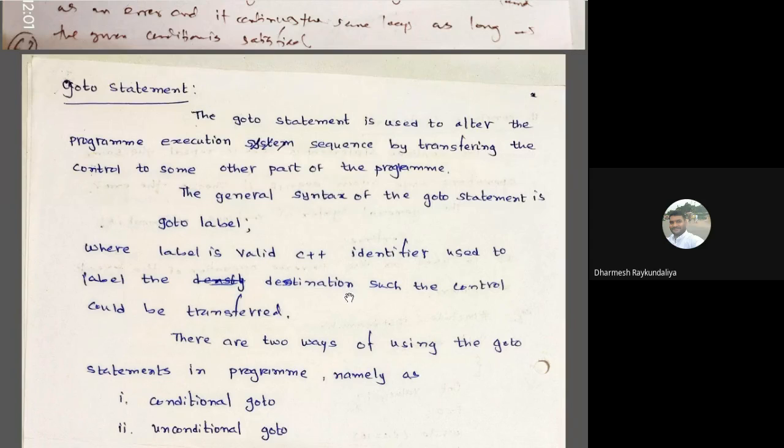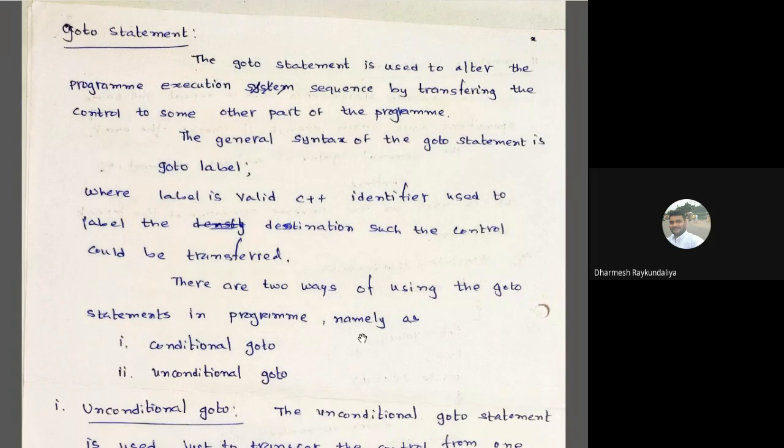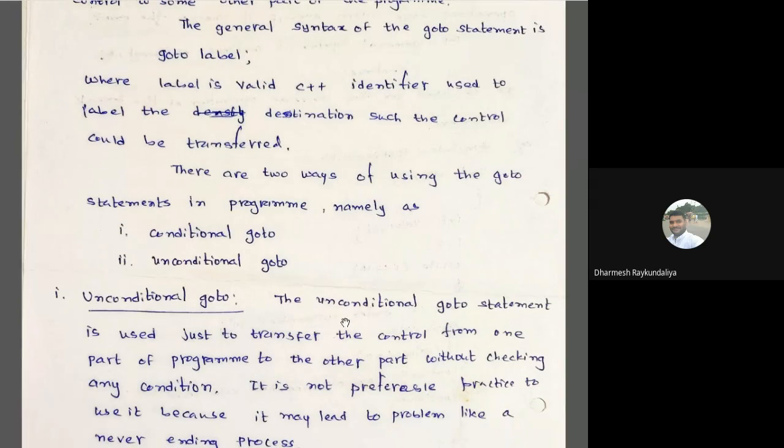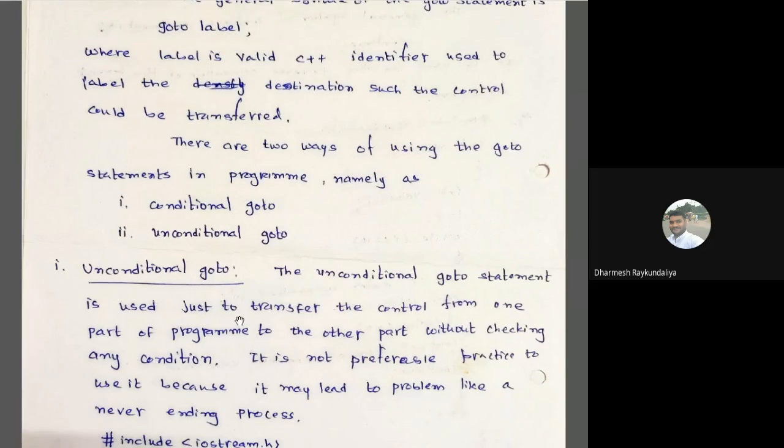Label is nothing but a destination such that the control could be transferred. There are two ways of using the goto statement in a program, namely conditional goto and unconditional goto. So let us first talk about the unconditional goto. The unconditional goto statement is used just to transfer the control from one part of the program to the other part of the program without checking any condition, without any assessment of condition. If you wish to transfer your control from one part of the program to another part of the program, we will use the unconditional goto statement.